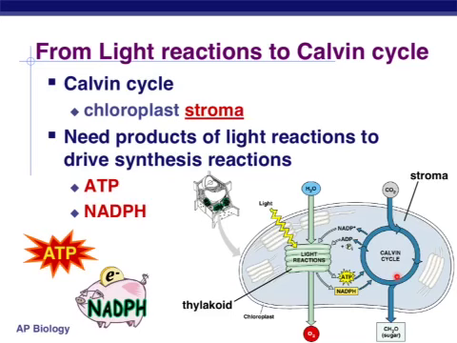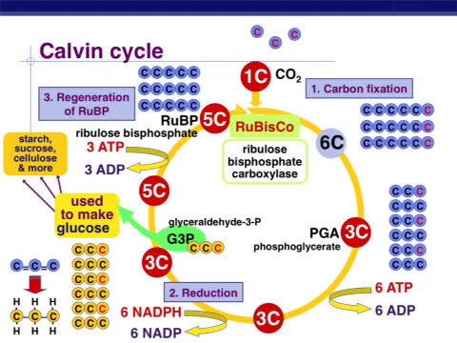We need ATP, which we've made. We need NADPH, which we've made. And we also need an input of carbon dioxide, which we can get as long as the stomata of our plant leaves are open. So this is an entire showcase of the Calvin cycle.